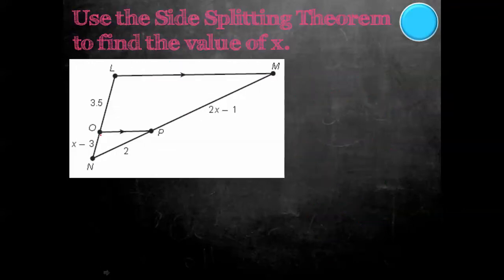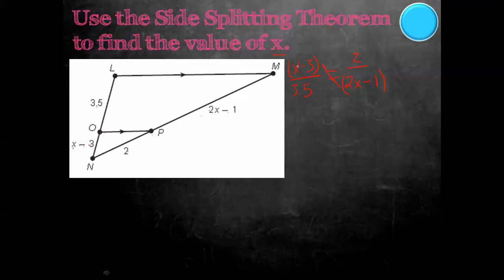All right, on this one, now we are given x minus 3 and 2x minus 1. We still want to find the value of x here. Okay, so what we're going to do is, here are my two parallel lines, OP and LM. So I'm going to put x minus 3 over 3.5, this side over that side, equals 2 over 2x minus 1. I'm going to put parentheses around these because we need to keep them together when we multiply.